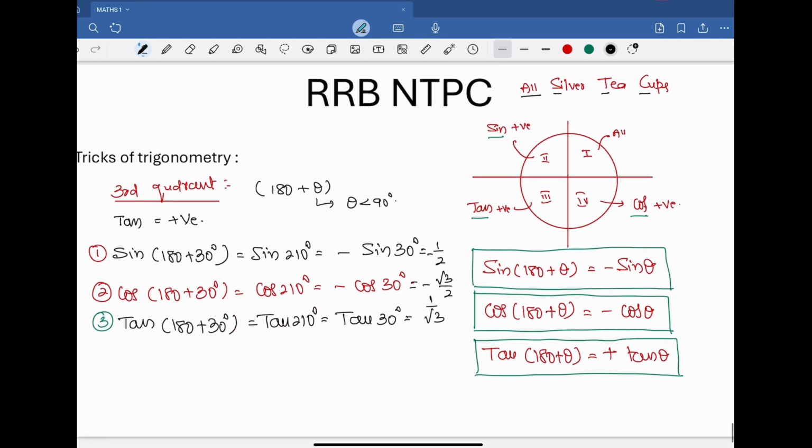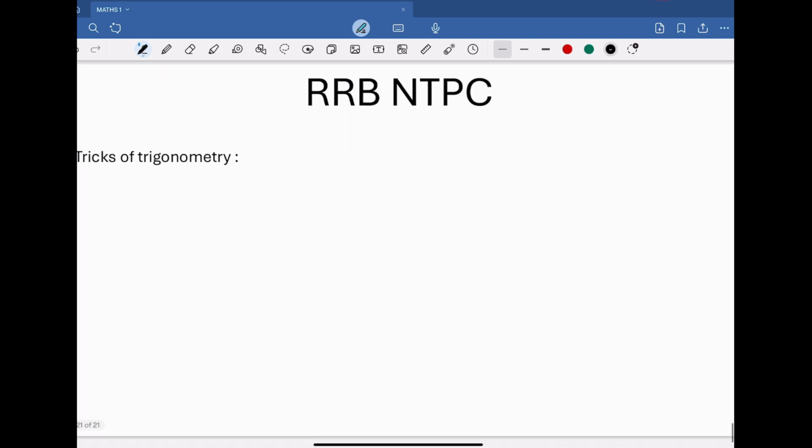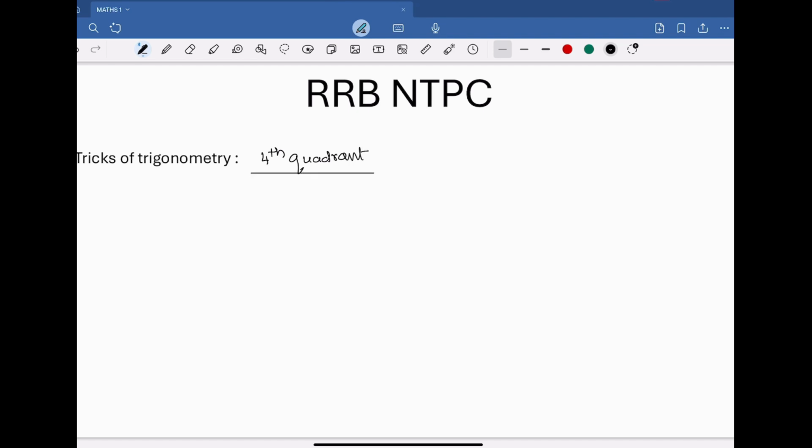Okay. Now, let us go for the fourth quadrant. What is the rule? Let us draw the circle here.